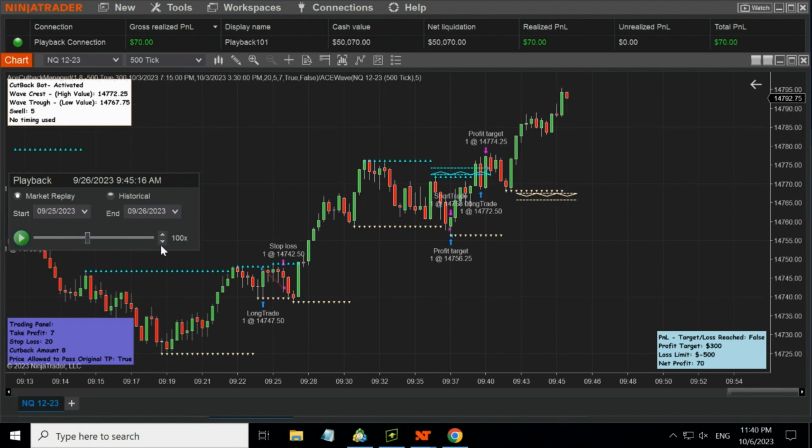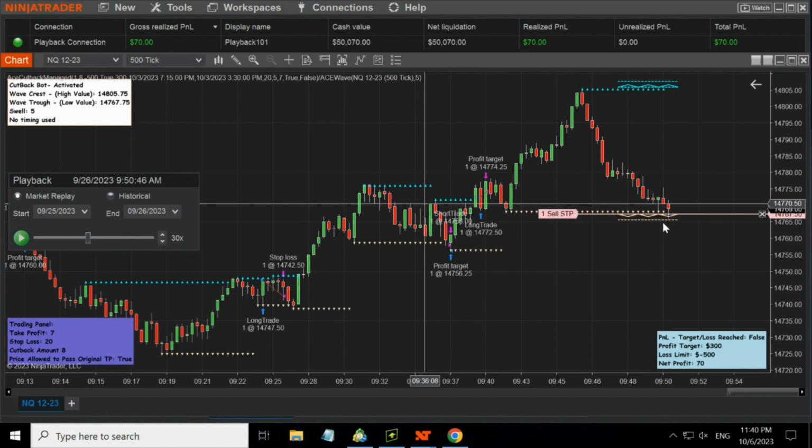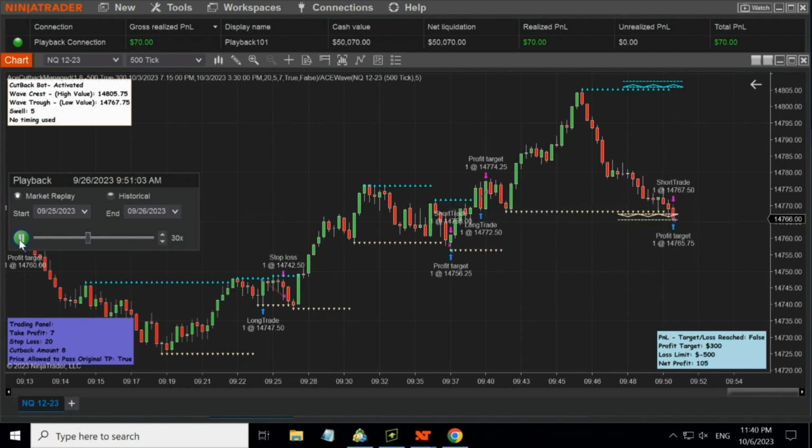I'm just going to slow it down. Hopefully, maybe we catch a couple more trades. We're sitting at $70 so far. The price is moving up. Here we go. So we have now our wave crest and our wave trough. Let's have a look here. Here we go. So this one price didn't break through, but you can see it broke into our wave and then had a pullback, and we will hopefully get that direction and perfectly taken that trade.